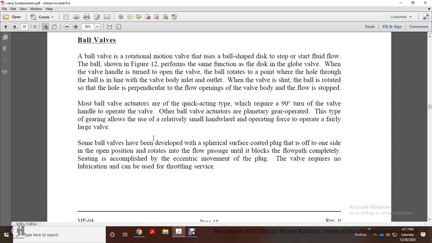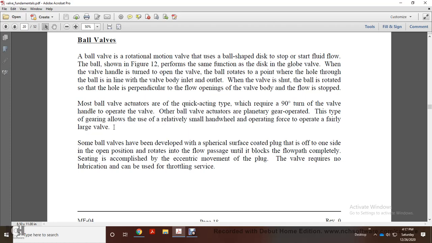Most ball valve actuators are quick acting types that require a 90-degree turn of the handle to operate the valve. The ball valve actuator may be a planetary gear operated type. The gearing allows the use of a relatively small hand wheel operating force to operate a fairly large valve.